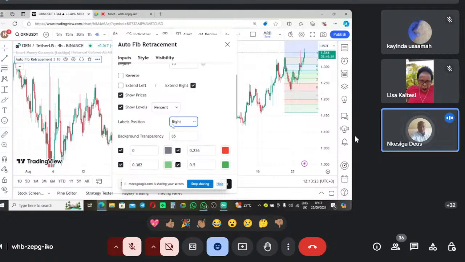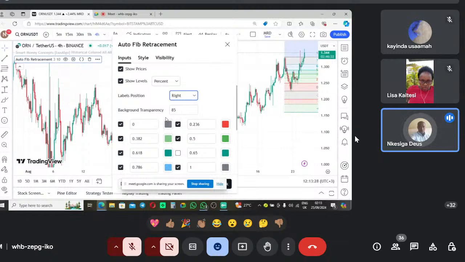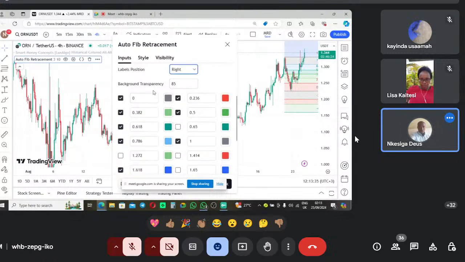After changing from left to right, we go to transparency. The background transparency, you make it 85. Then here we go to the values or the percentages we have. Let us first look at the left hand side. At 0 we put a tick. Then at 0.38 we put a tick.